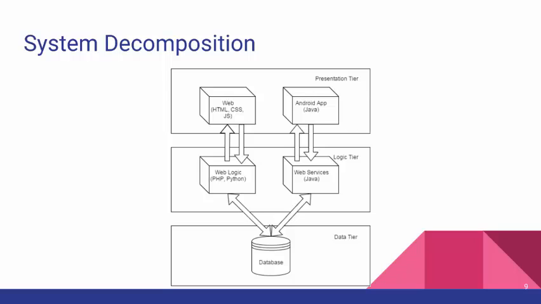For our project, we used a 3-tier architecture. For the presentation tier, the client can utilize the website, which uses HTML, CSS, and JavaScript. In addition, they have access to an Android app that was written primarily in Java. The logic tier for the website uses PHP and Python to communicate with the data tier, which is on the server side.